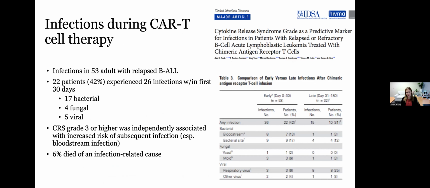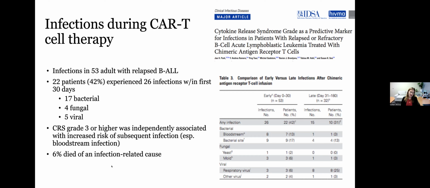So another study looking at infections, so these were in B-cell ALL, and again, 42% experienced infections within the first month. So keeping that high on the differential is vital. And grade 3 CRS or higher was independently associated with increased risk of subsequent infection. Interestingly, during COVID, when tocilizumab was being used more frequently, there was an association with higher incidence of infection, particularly fungal infection, in those patients with COVID that received tocilizumab versus those that did not.